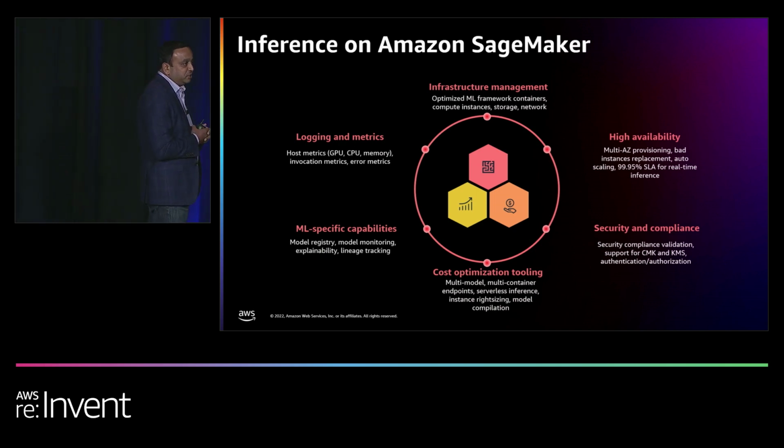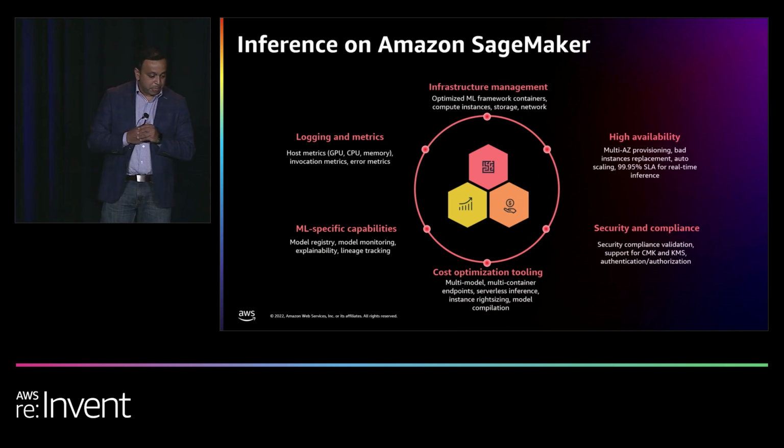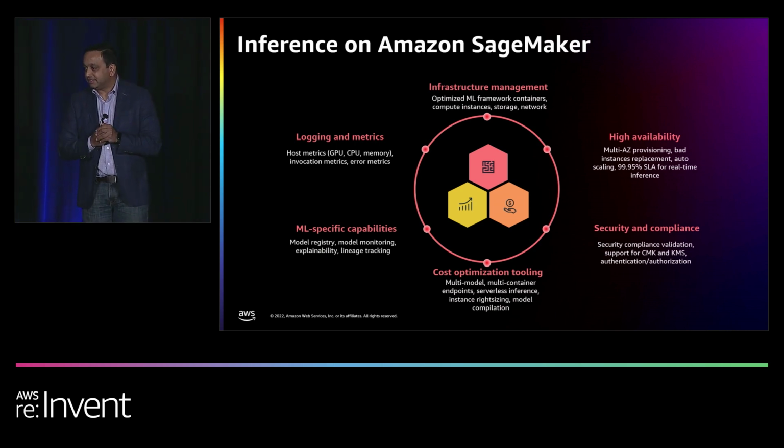Cost optimization tooling, that's very critical. Depending upon your use case, you need to have the right inference option. Venki talked about serverless, async, real-time, and so forth. So you need to have those right kind of inference options to lower your cost. And in some cases, you may want to get the best out of what you pay for an instance. You should be able to deploy multiple containers on that one instance that you have.